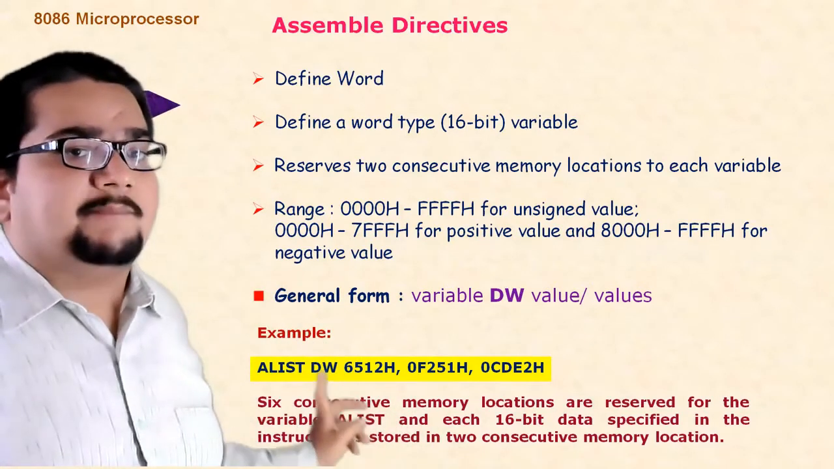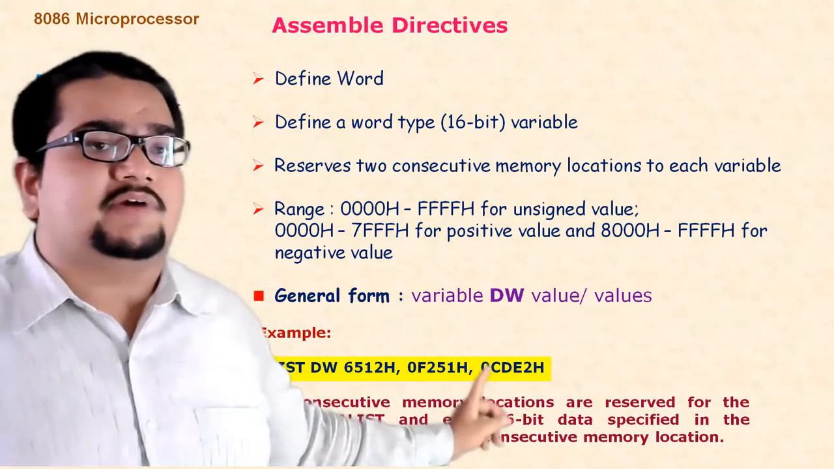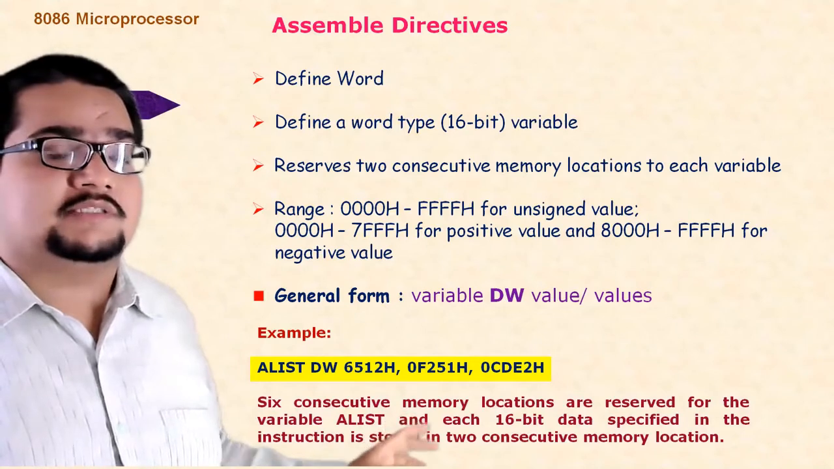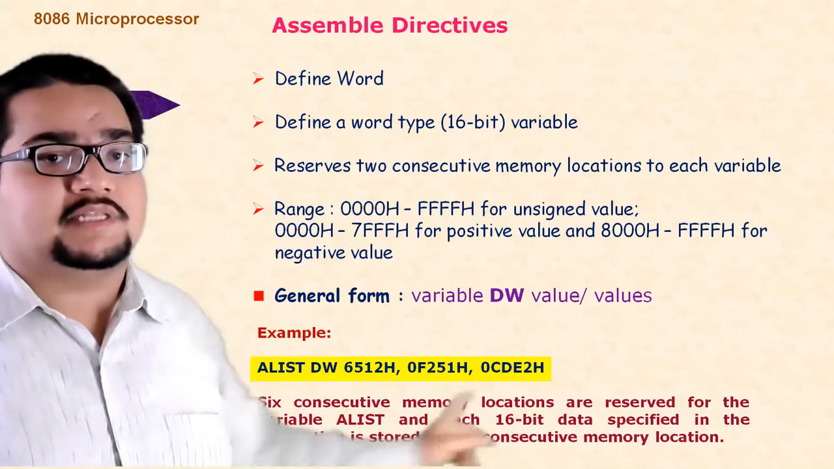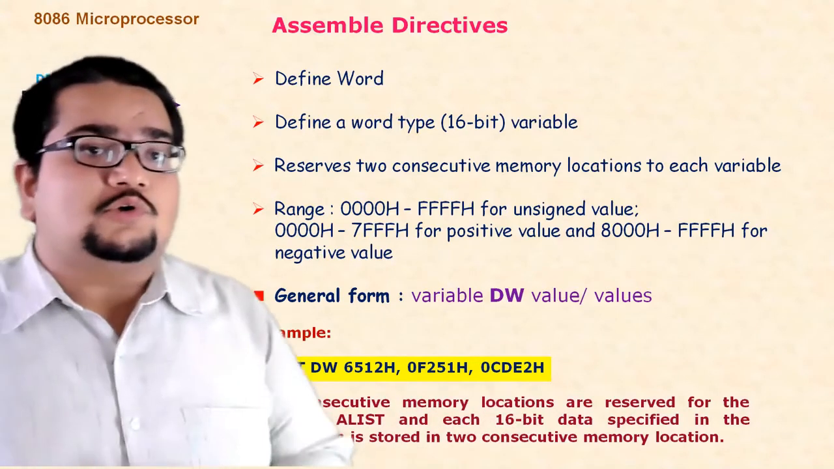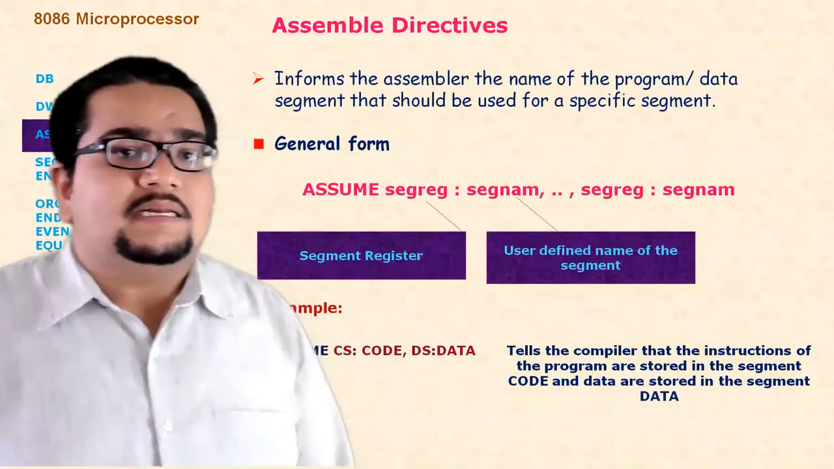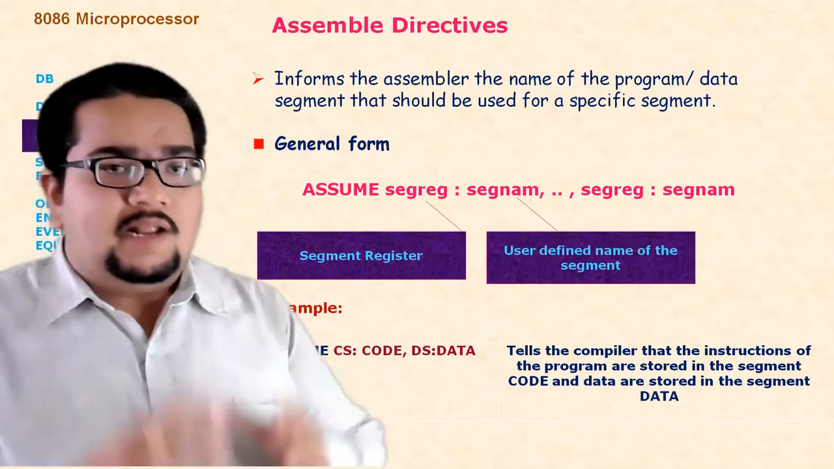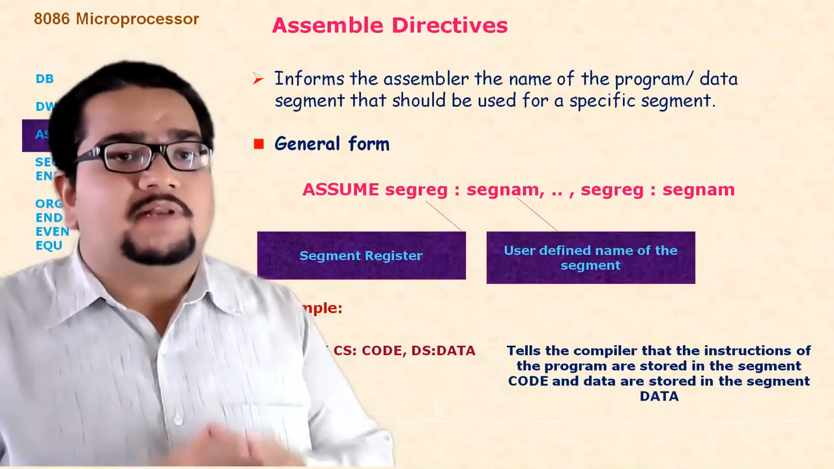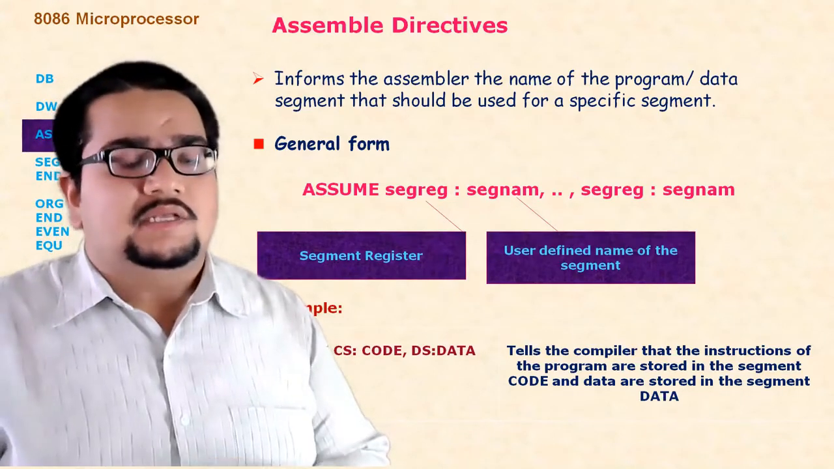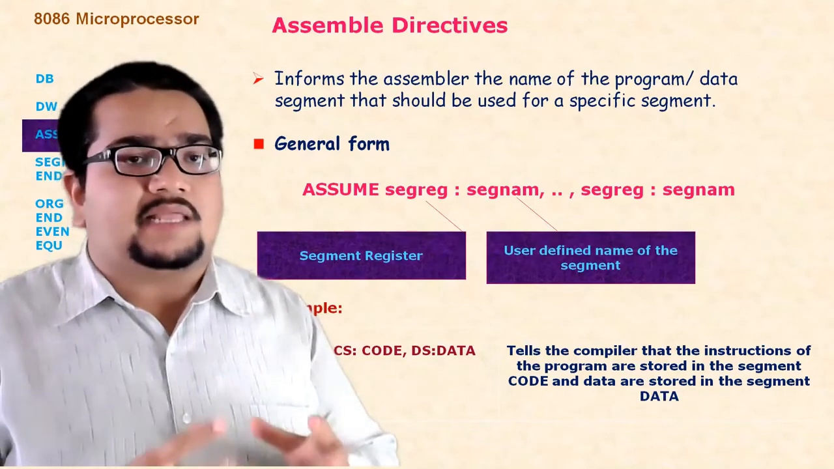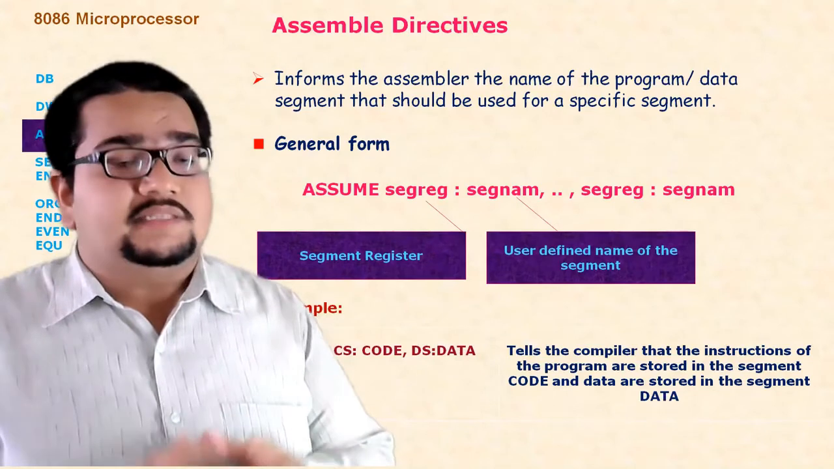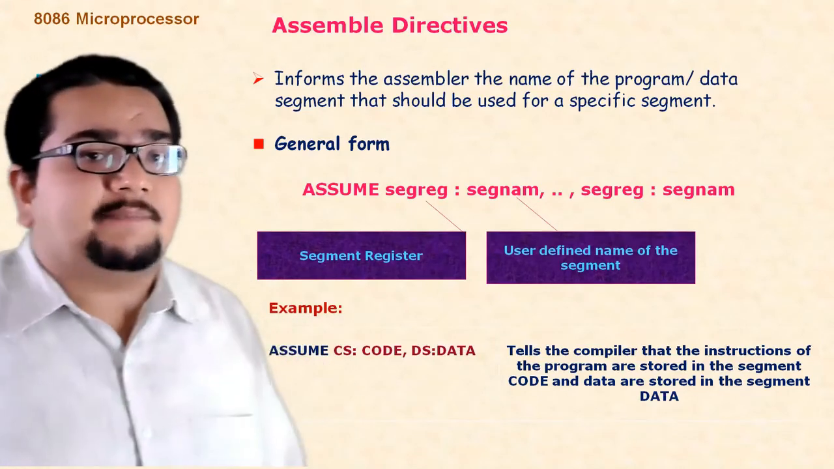Here you can see one example, a list DW and 3 elements written. So in this case, it will reserve 6 consecutive bytes for storing these 3 elements, because each element size is 2 bytes. Next is ASSUME. Here you can check, ASSUME is used for telling the assembler what will be the name of each segment. So I can name the data segment, I can name the code segment, I can name the extra segment, and also the stack segment in the way I wish. So here is an example you can see.